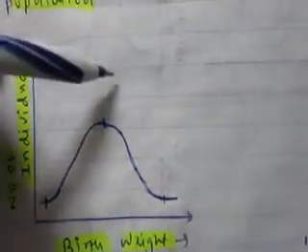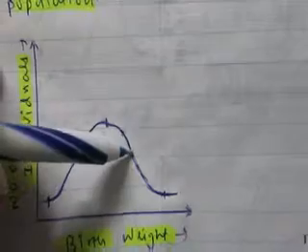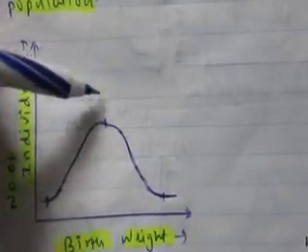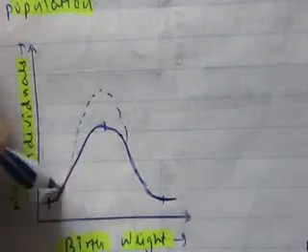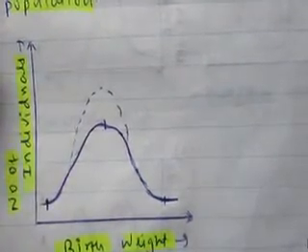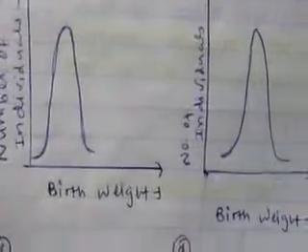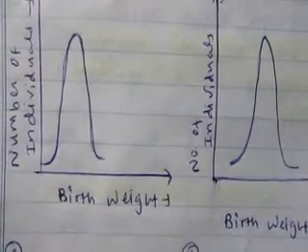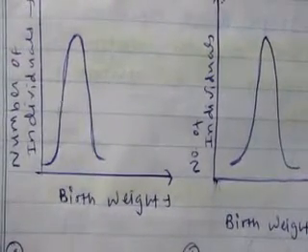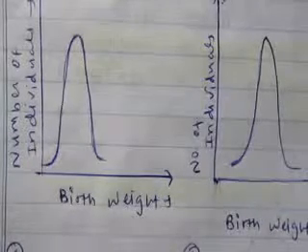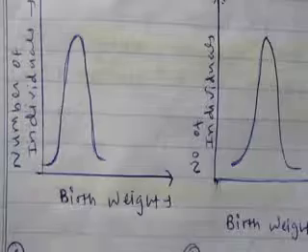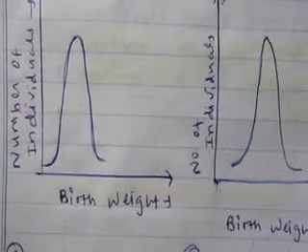So the graph will be like this over a period of time. Among the answer options we have to find a pattern of graph which matches the highest survival rate of offspring with an average birth weight.